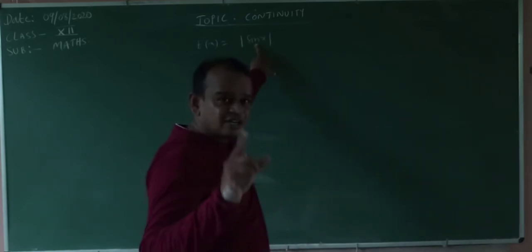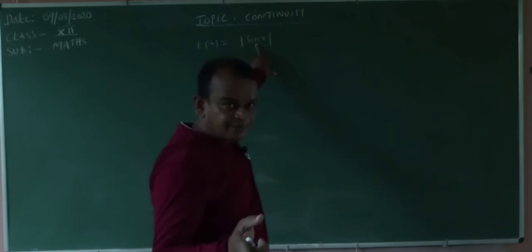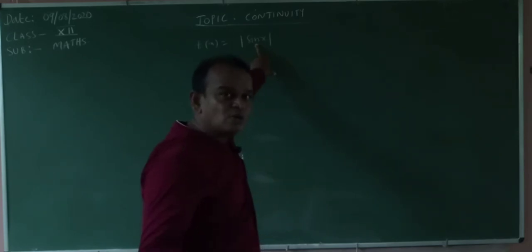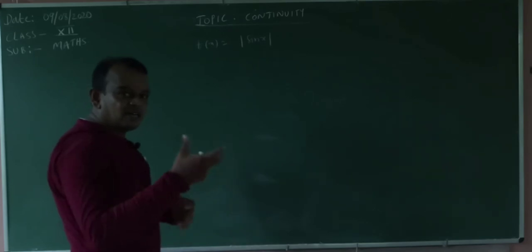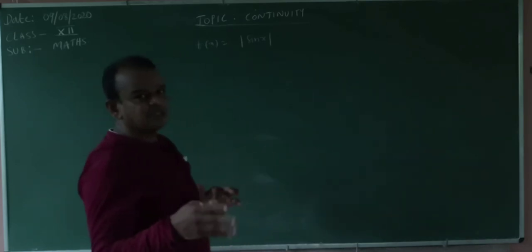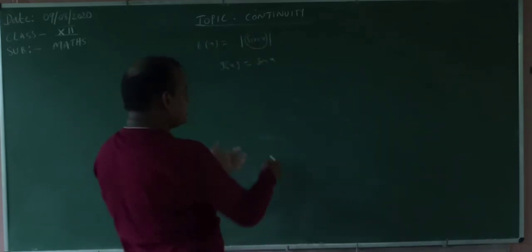Sin x is continuous on R. Mod x is continuous on R. Now, how to write the composite function? First, we take the internal function, g of x. This is the internal function: g of x is equal to sin x. After that, what is the major function here? Modulus, which we call h of x. h of x is equal to mod x.